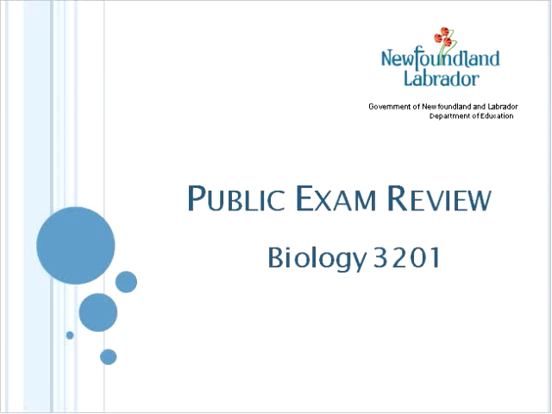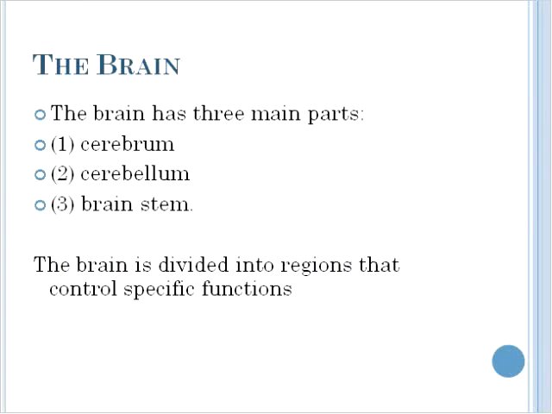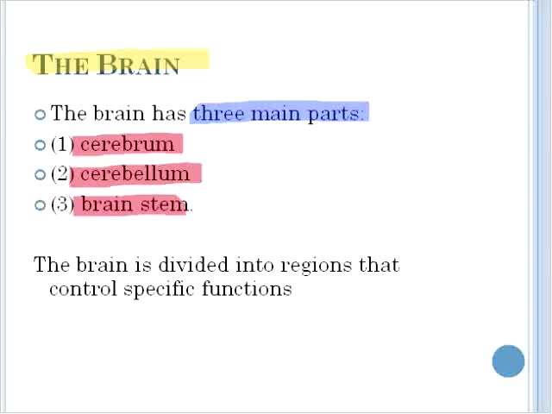Hello everyone. We'll be continuing our examination of the Biology Theory 201 course in preparation for your public exam review with a discussion of the brain. The brain is identified as having three main parts: the cerebrum, cerebellum, and brain stem. Each of these regions is responsible for controlling specific functions.